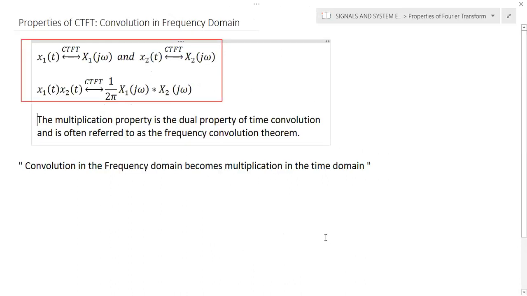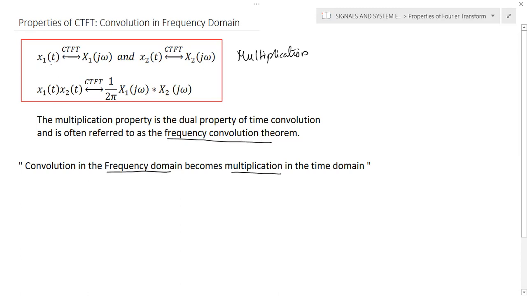Similarly, there is one more property that is known as the convolution in frequency domain, or it's also known as the multiplication property. This is just the opposite of the previous property. In the previous case, the convolution is performed in the time domain. Now the convolution is in the frequency domain. So convolution in frequency domain becomes multiplication in time domain. Either we can call it the multiplication property or frequency convolution.